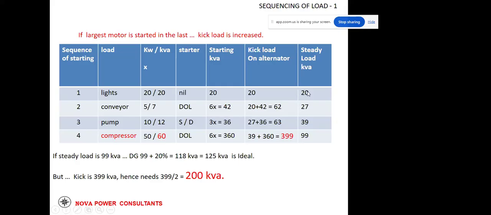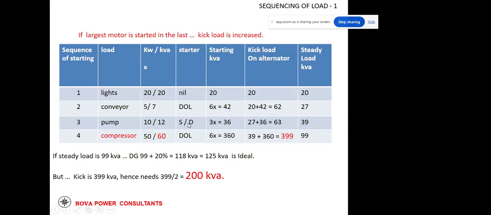Initially 20 kVA load is running. During starting, 42 kVA was the kick. So 20 kVA initial working plus 42 kick, so the load on the alternator was 62. Ultimately, after 3 seconds, this 27 kVA is standard. So 20 plus 27 will be the, again I will say, base load. It is running. Now after this I start the pump.